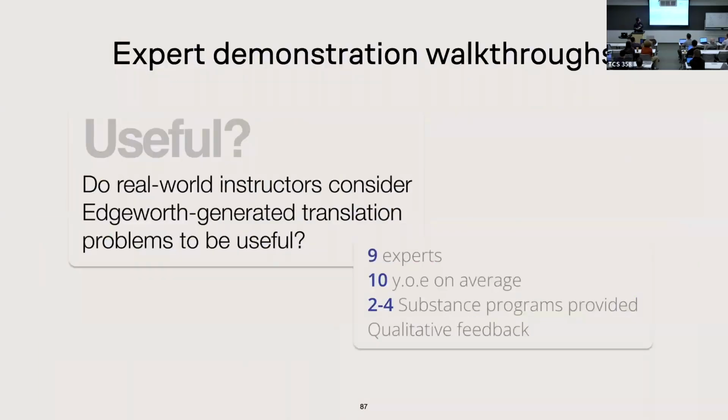Okay, so to answer the third question about its usefulness and really the ecological validity: is it useful to the target audience in the real world? We recruited 9 expert educators, and for each of them, we sampled 2 to 4 translation problems from the translation problem data set. We showed them the textual prompt of the problem and gave them the Substance program. And then they started using Edgeworth to generate diagram variations.